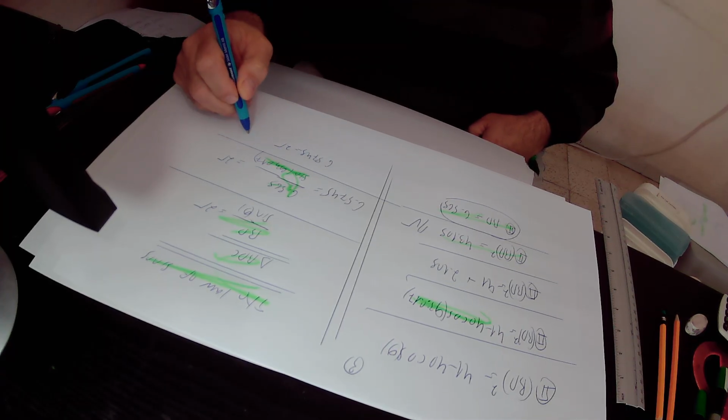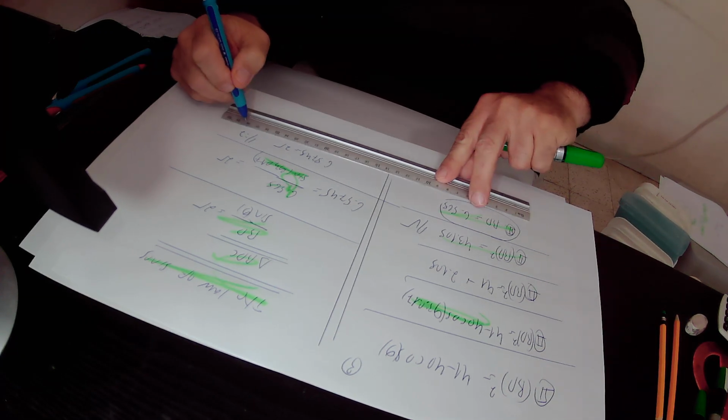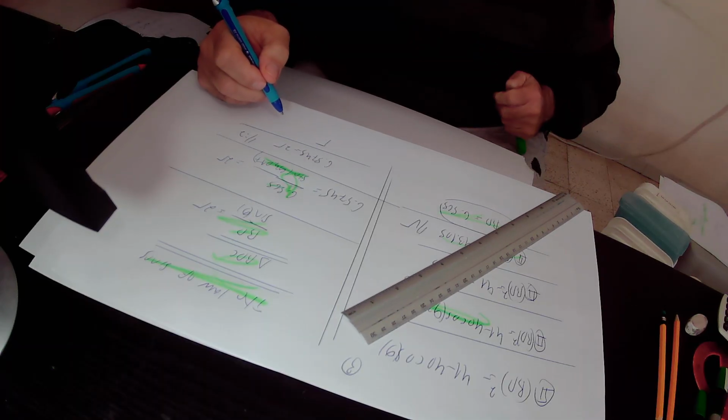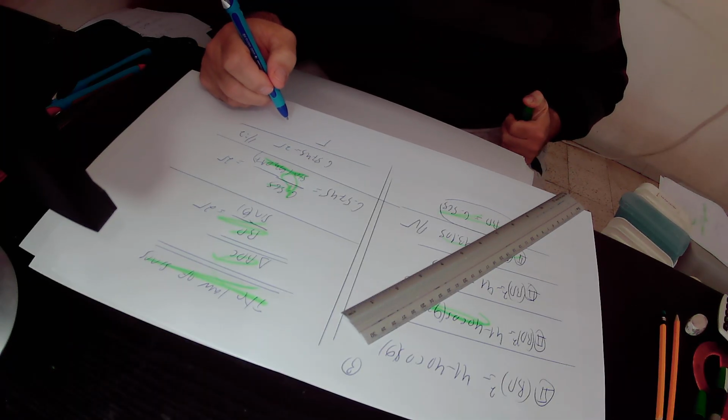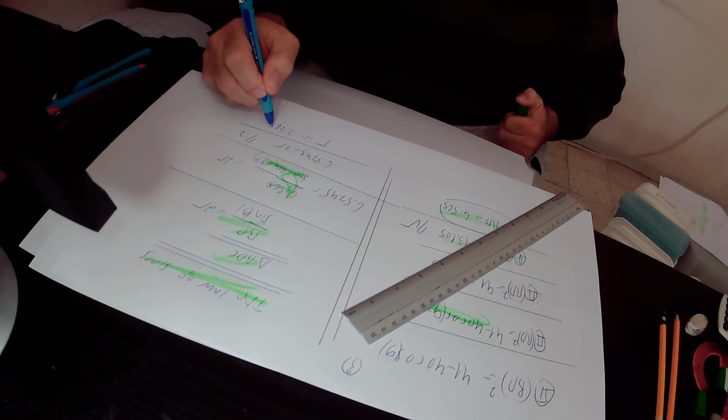Here we divide this equation by 2 and finally get that R, the radius of the circle that we are looking for, is equal to 6.5745 over 2, which is equal to 3.287 units in length.